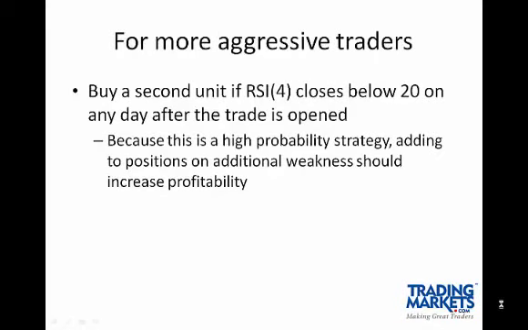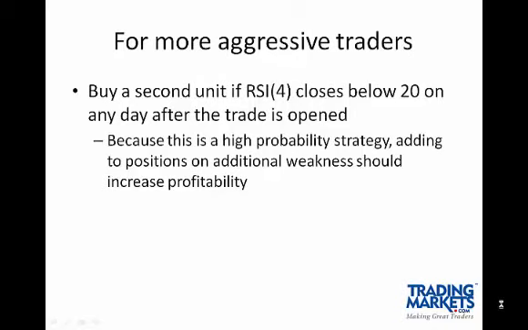For more aggressive traders, we'll want to add a second unit if the 4-period RSI closes below 20 on any day after the trade is opened. A second unit can be defined in terms of shares or dollars. If you're trading 100 shares, you would add 100 shares using this more aggressive strategy. If you're trading a $10,000 unit size, you would add $10,000 as your second unit.